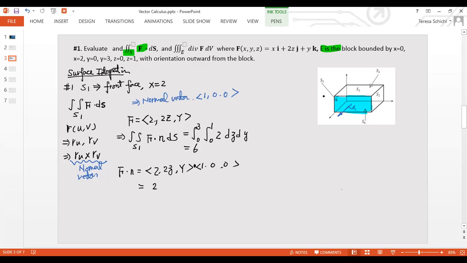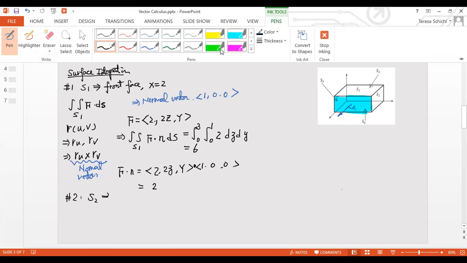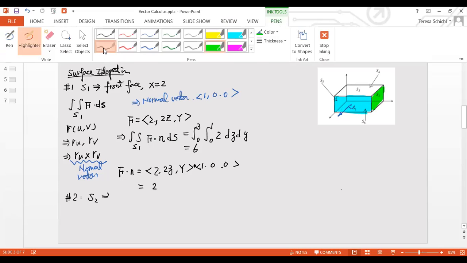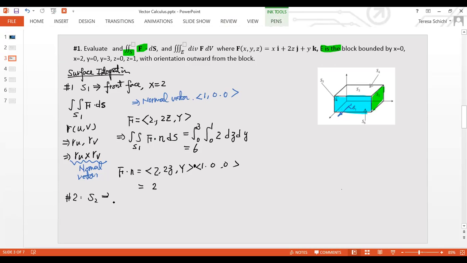Let's take a look at another one. You would do this six times, so that's why we say it's pretty tedious. Now the S2 is here. Let's take a look at the S2. It is the right face. How do we do the surface integral for this face?